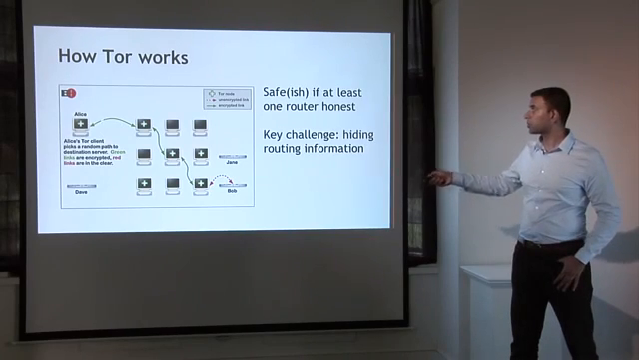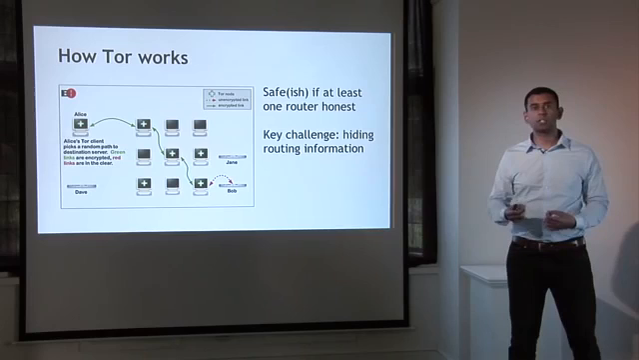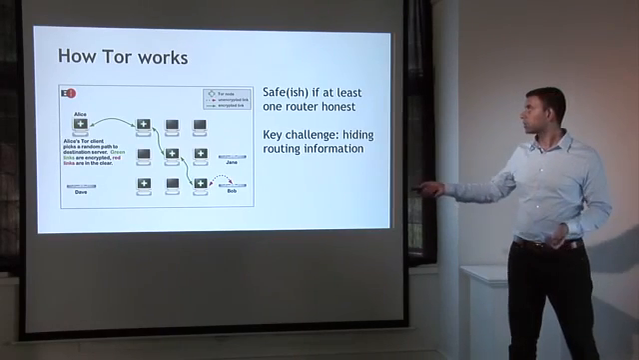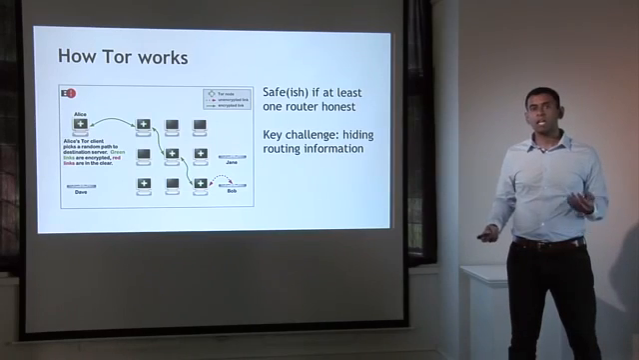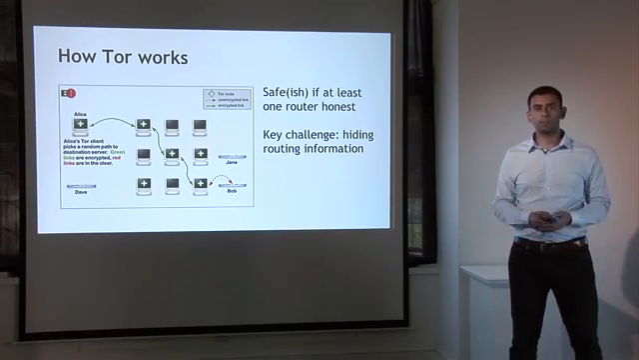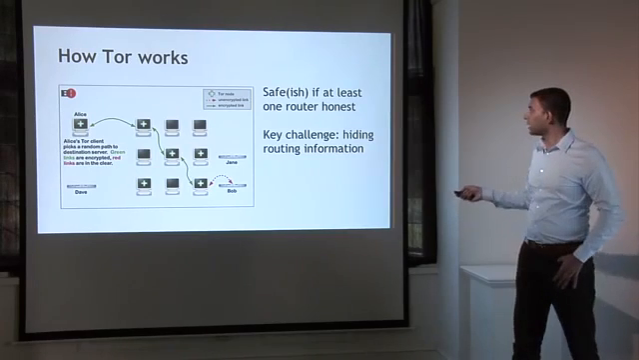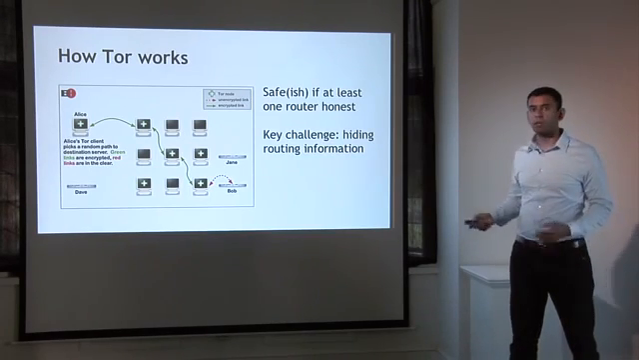And so if the attacker controls both of these links, then just by observing the correlation in those timing patterns, he might be able to determine that these 2 nodes are in communication with each other, even if he knows nothing about the route that the message took between them. So one key point here is, how do you hide routing information?